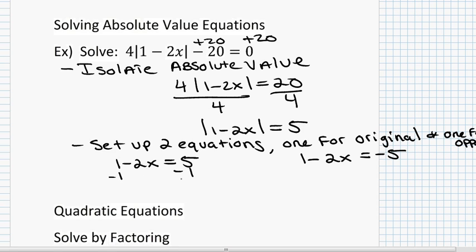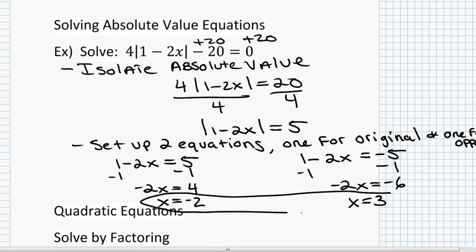So you subtract 1, so you get negative 2x equals 4, and x equals negative 2. And then subtract, so you get negative 2x equals negative 6, and x equals 3. So there are two answers. X could equal negative 2 or 3.